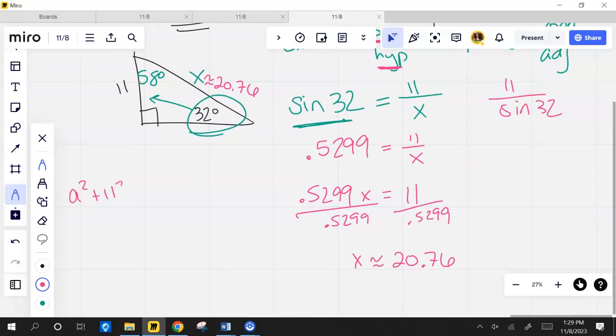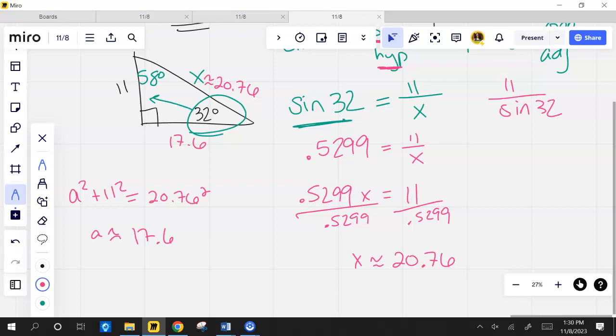A squared plus 11 squared equals 20.76 squared. If I square that, subtract 121, and then take the square root, I got approximately 17.60. Now my triangle's solved. I have all three sides and all three angles. Does that make sense? Okay.